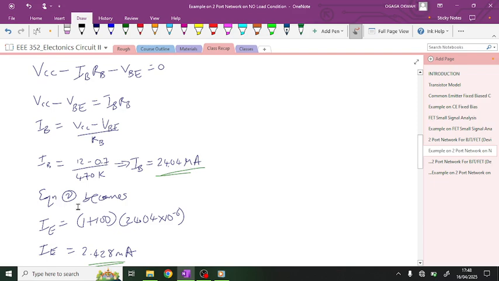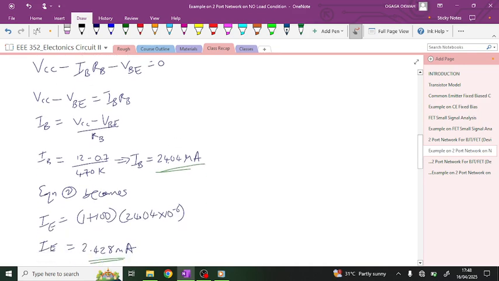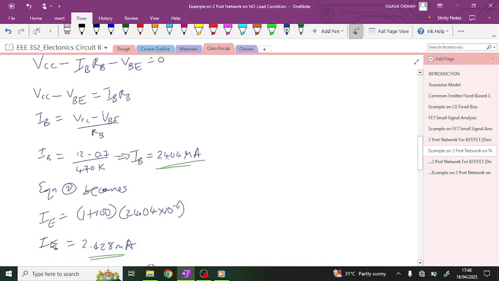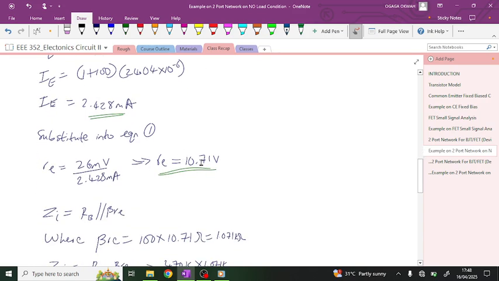Now you substitute this into equation 2, which is this one. You put IB here, and then you get IE. Now you can substitute IE into equation 1, which is ROE, and that will give you your ROE.